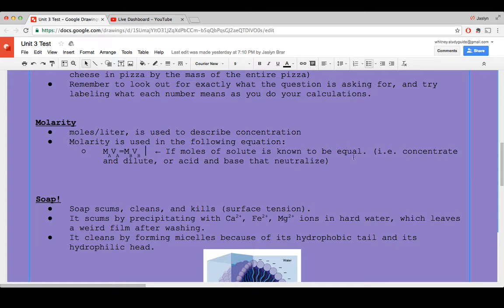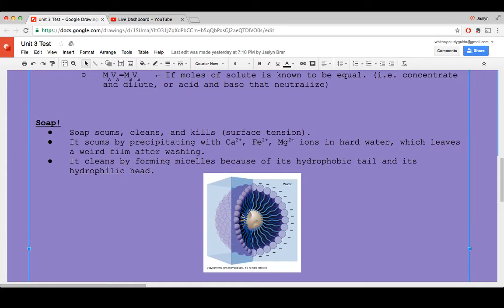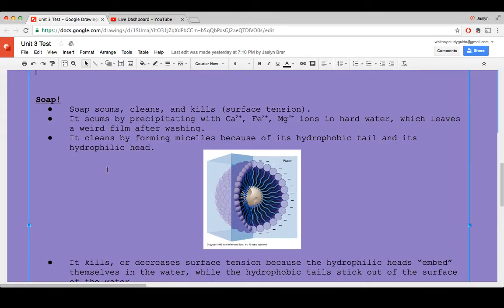And the same thing goes for when we did the whole titration lab. We tried to make them neutral because that would mean that the acid and base would each have the same moles dissolved in it. So then you use this to figure out if you're missing one and you're given all the other information. Okay. Then we're going to go on to soap.